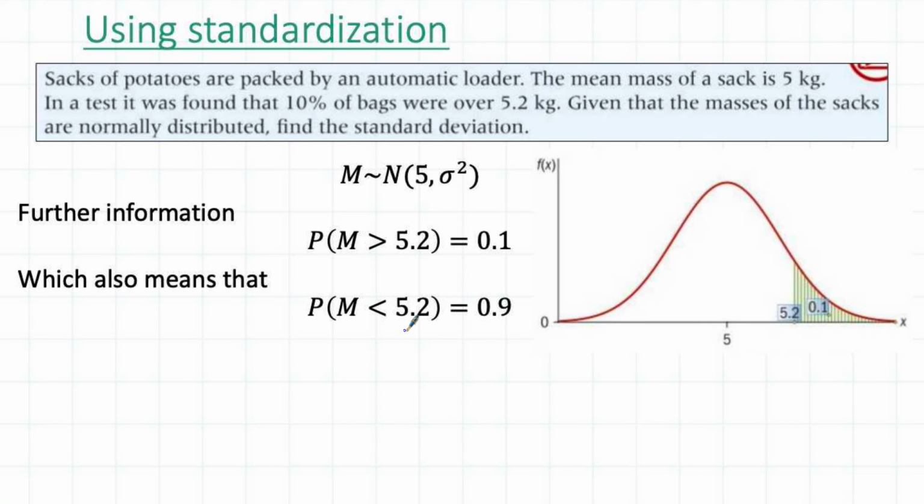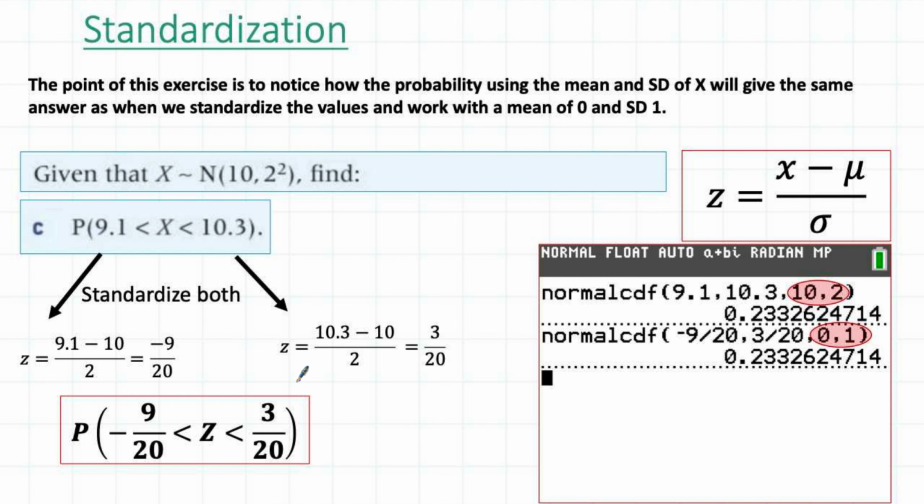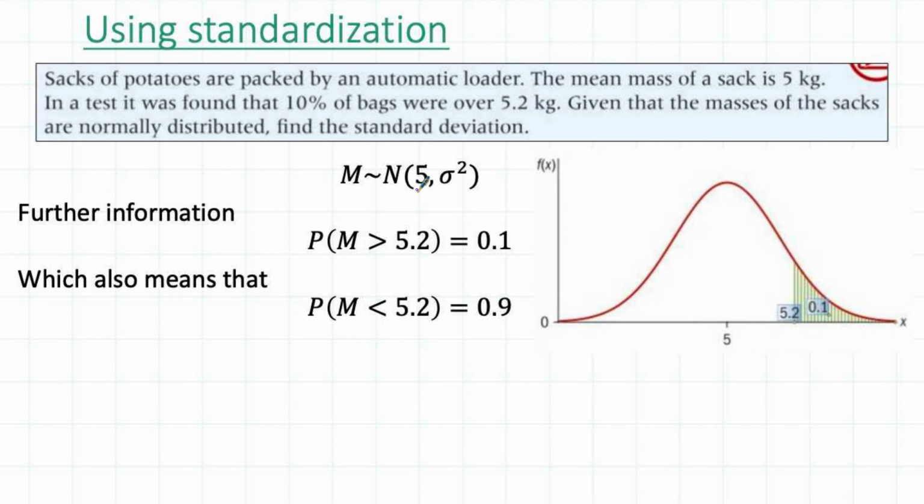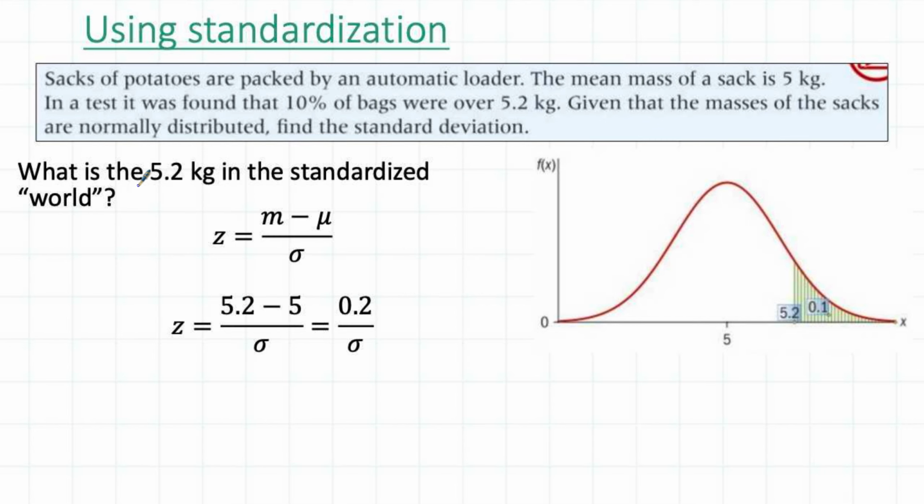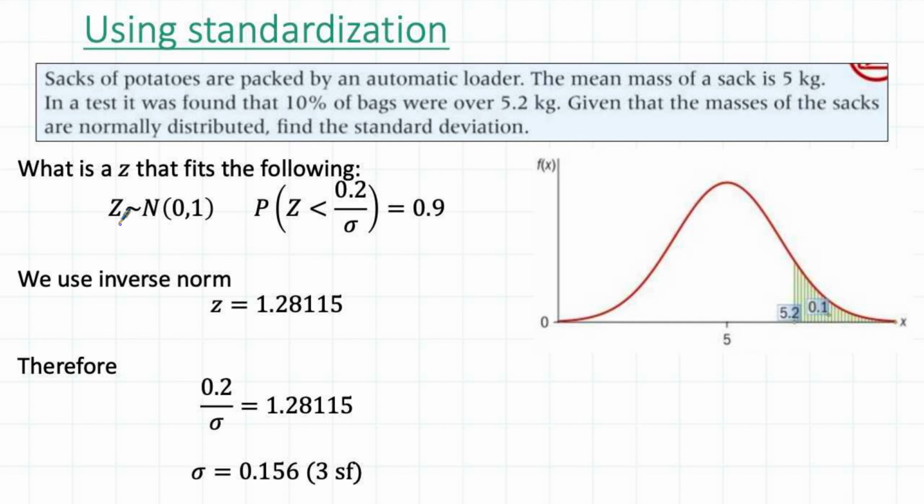But if I can standardize 5.2, so convert it to somewhere in z, well, what's nice about z is that I know the z's mean and standard deviation. So what if I convert this to standard normal and then use those values? So what is the equivalence of 5.2? It's 5.2 minus 5 over sigma, which is 0.2 over sigma. Keep this as an unknown, so 0.2 over sigma, this is what we're going to use. So now what does it look like in the formula? Now that I'm in the standardized world, I'm looking for the probability that z is less than 0.2 over sigma.